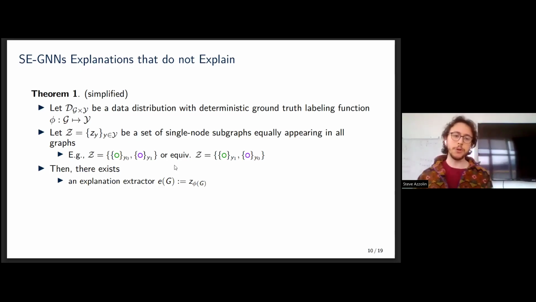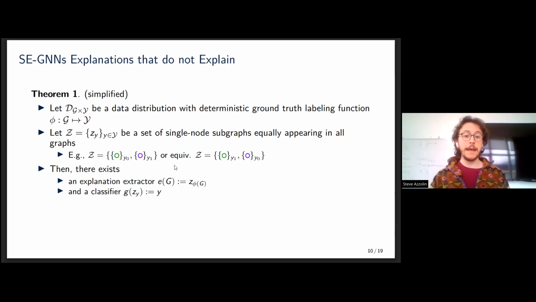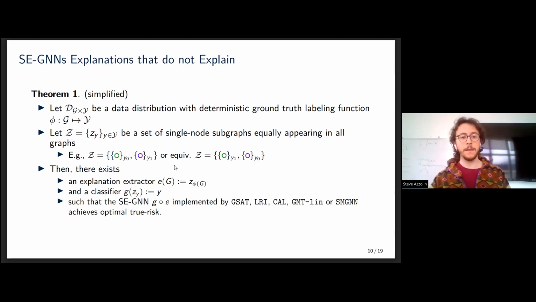Then it is possible to show that there exists an explanation extractor E, which predicts as an explanation the subgraph indexed by the ground truth label, and a classifier G which manages to retrieve the index of that specific subgraph, providing as an output the correct ground truth label. Such that the overall SCGNN obtained by composing E with G, and as implemented by these 5 popular SCGNNs, which I'm not going to describe in detail now, achieves optimal true risk.